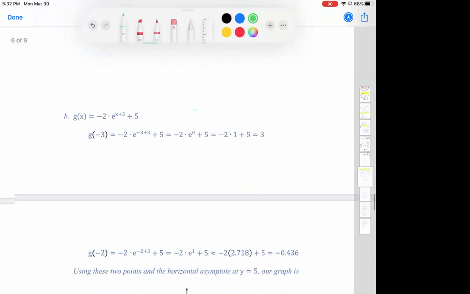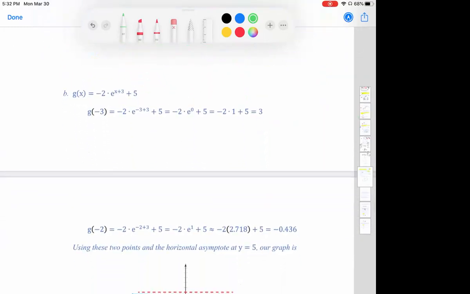So let's take a look at example B. G of x is equal to -2 times e to the x minus 3 plus 5. So before even beginning, I can always locate my asymptote, right? I have a horizontal asymptote at y is equal to 5.